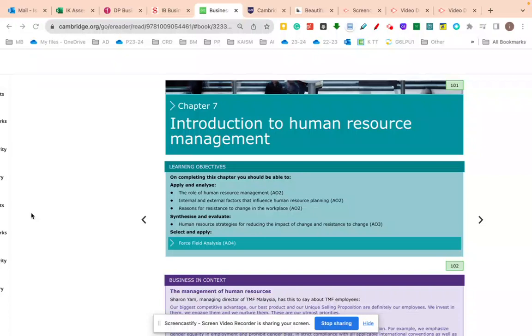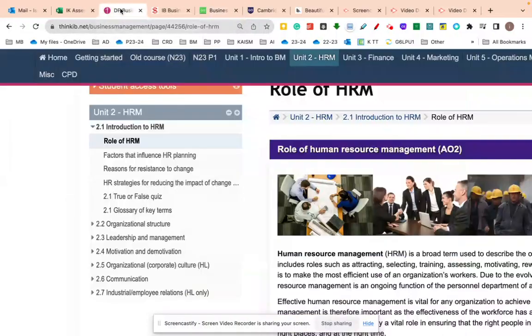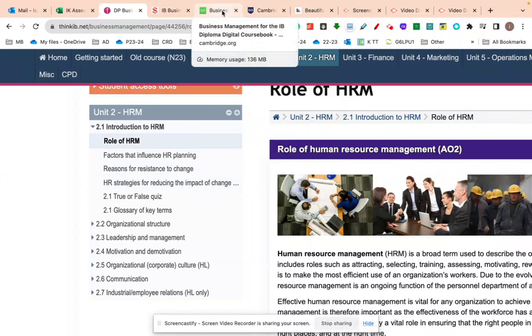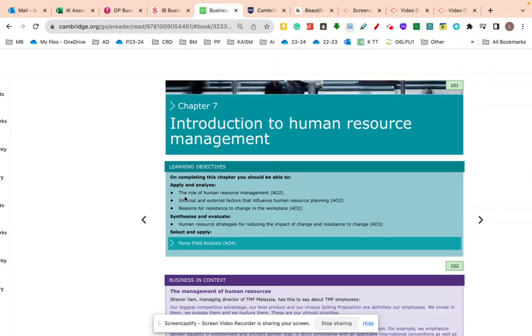Introduction to Human Resource Management, which is chapter 7 in the book, but in terms of unit, it is 2.1. And we've got 4 topics here to cover, and they basically include the role of human resource management, internal and external factors that influence human resource planning, reasons for resistance to change in the workplace, and human resource strategies for reducing the impact of change and resistance to change.